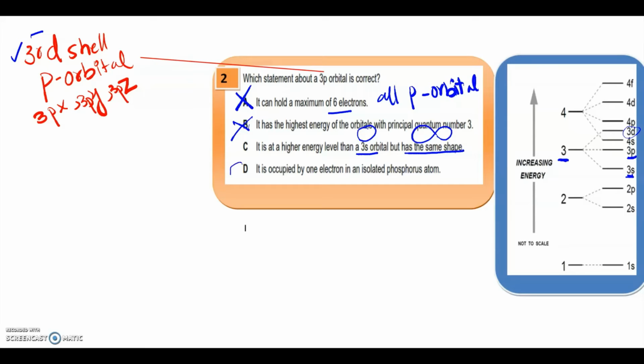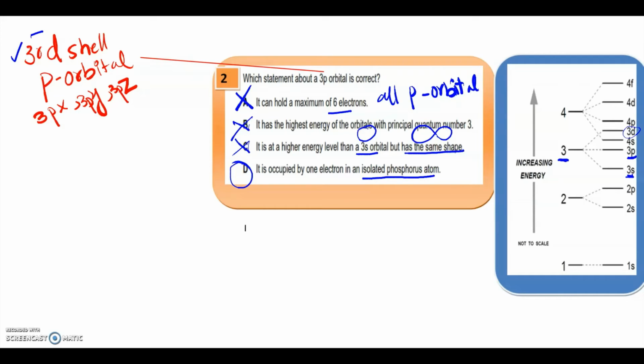Now D option is automatically correct, but we need to verify it. It is occupied by 1 electron in an isolated phosphorus atom. So what is meant by isolated? Isolated means a gaseous atom. When an atom is free from other atoms in nature, it is called an isolated gaseous atom. So we are just talking about a single atom of phosphorus.